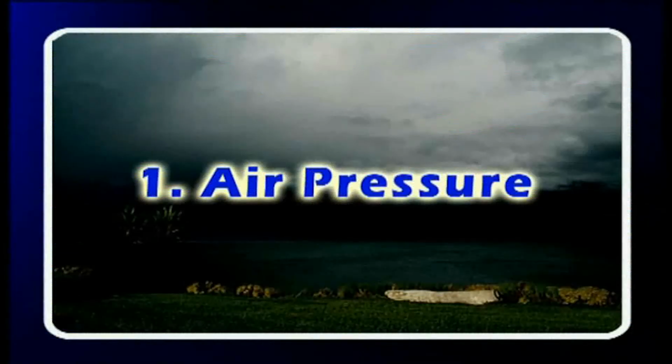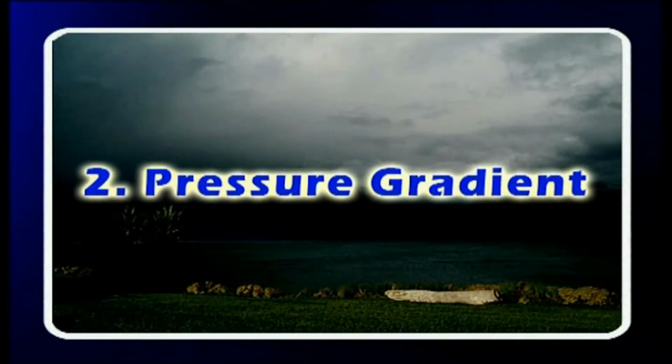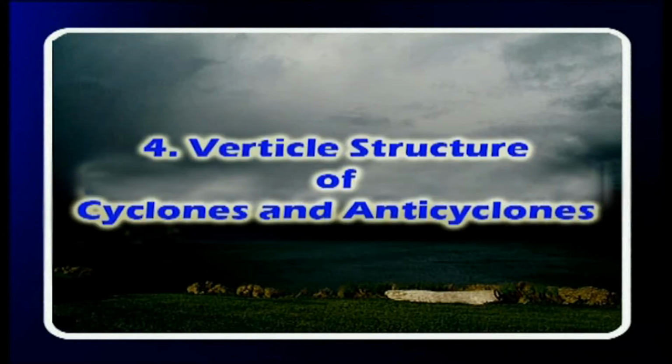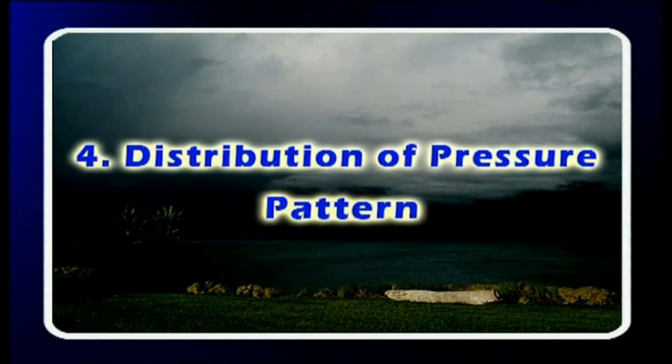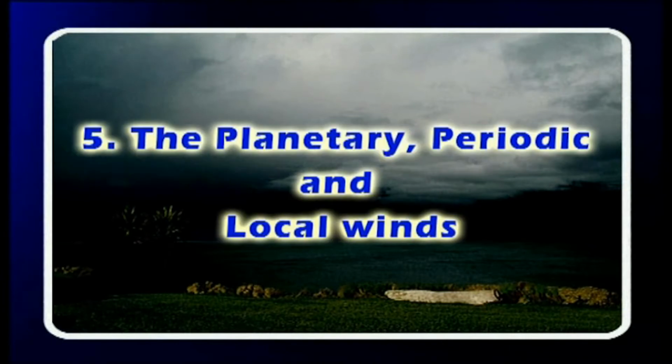Dear students, in the previous episode, we discussed the horizontal and vertical distribution of temperature. This episode focuses on the vertical and horizontal distribution of pressure and wind systems. The present episode consists of the following modules: air pressure, pressure gradient, vertical structure of cyclones and anticyclones, distribution of pressure pattern, and the planetary, periodic and local winds.